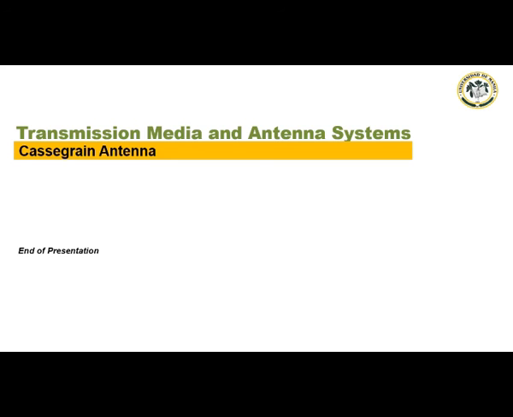In a receiving antenna of a Cassegrain, the incoming radio waves bounce off the dish and are focused to a point at the feed antenna, which converts them to electric current, which travels through a transmission line to the radio receiver.